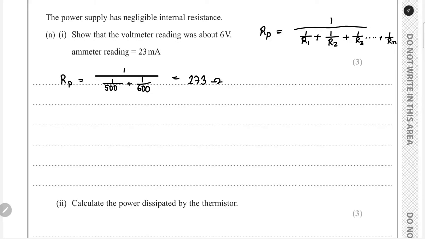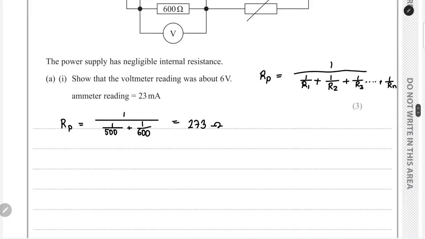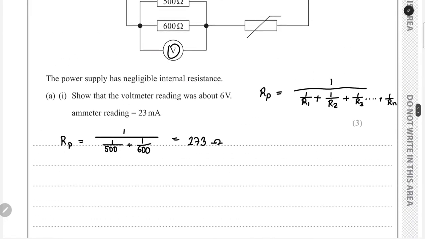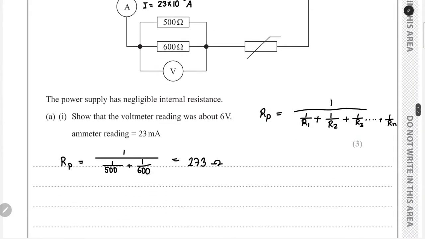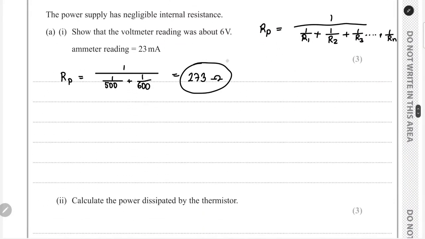We don't need that yet. For now, I have to find the voltmeter reading. The voltmeter reading is across this parallel combination. I know the resistance of this parallel combination and I know the ammeter reading. So V will be I multiplied by R. So 23 into 10 to the power minus 3 times 273. The voltmeter reading V will be 6.28 volts.